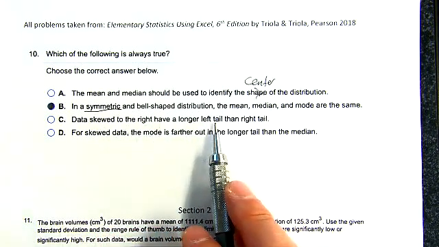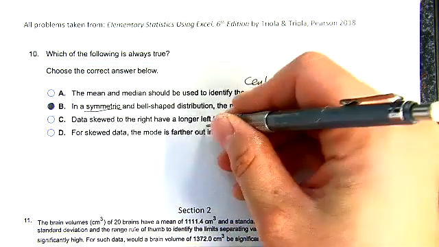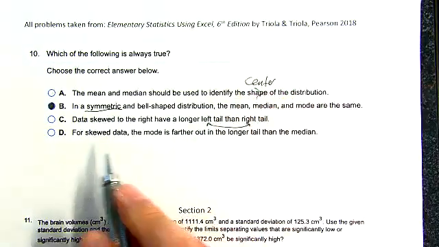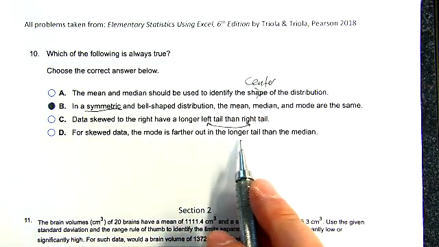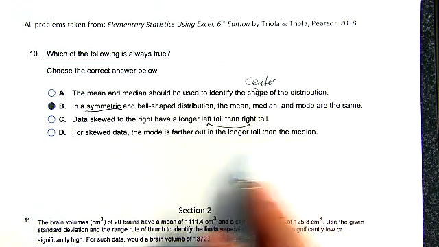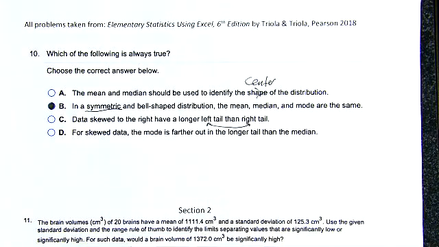Data skewed to the right have a longer left tail than right tail. That says the opposite. For skewed data, the mode is farther out in the longer tail than the median. That's not true either. Okay, if there's no questions, that is it for 3.1.